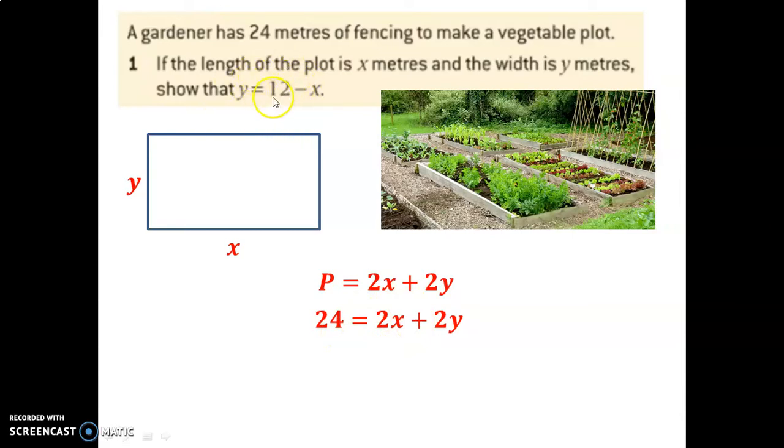We're trying to solve for y here. So I'm going to divide everything by 2. That means 12 equals x plus y. And now move the x over, I'm solving for y. So y equals 12 minus x. And we got to that point.